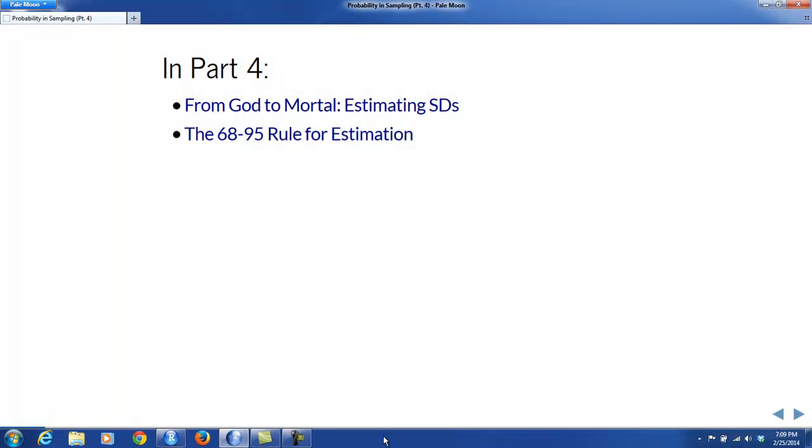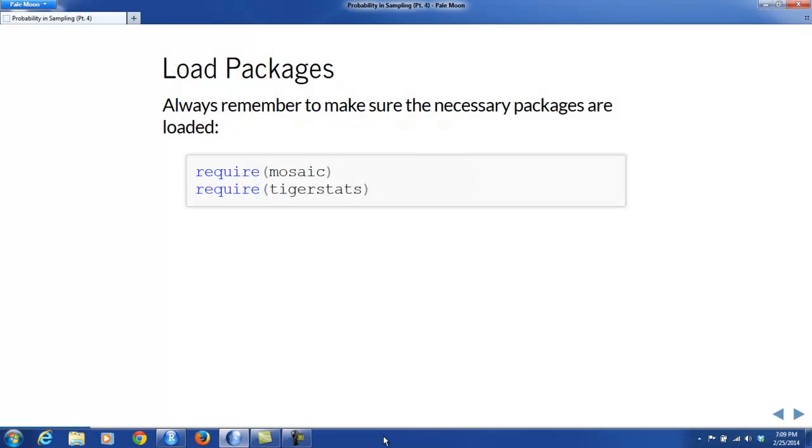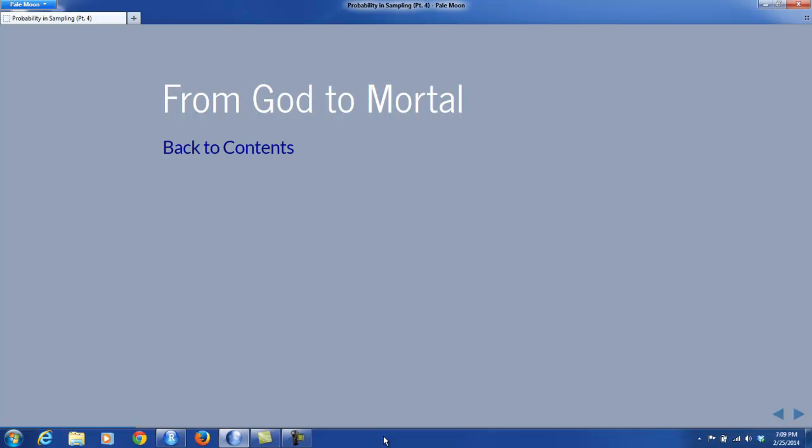And in this part we're going to turn things around. Instead of studying probability, where we imagine ourselves as godlike beings who know what the population is and who are wondering what are the chances for estimators to turn out to be various things, we're going to turn it around and realize that we're just mortal people who take samples from populations, and we'd like to be able to make estimates of the parameters within them. We'll also learn about the 68-95 rule for estimation. Always remember to make sure that the necessary packages are loaded. So, let's go from God back to mortal.